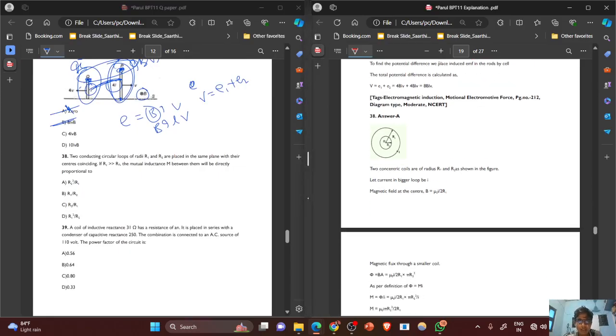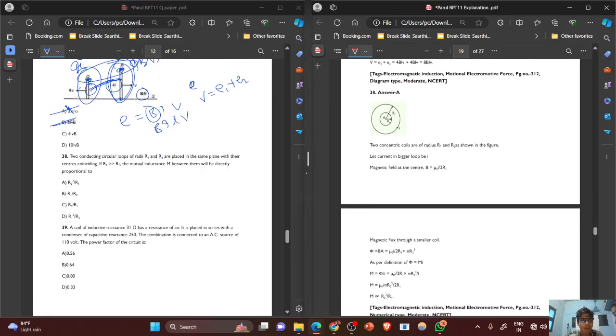Now moving ahead, it's again a very famous PYQ question. Two conducting circular loops of radii R1 and R2 are placed in the same plane where their centers are coinciding, R1 greater than R2. It is asking for the mutual induction.